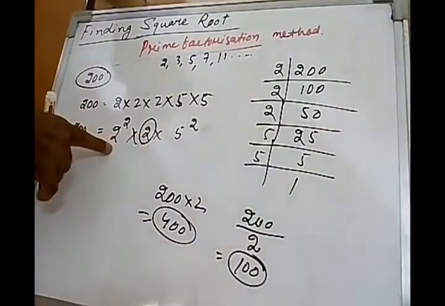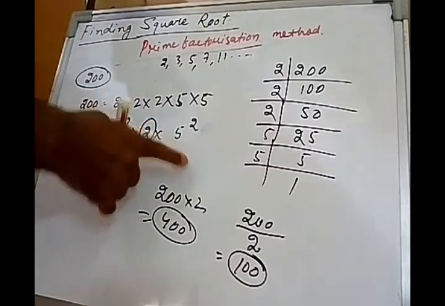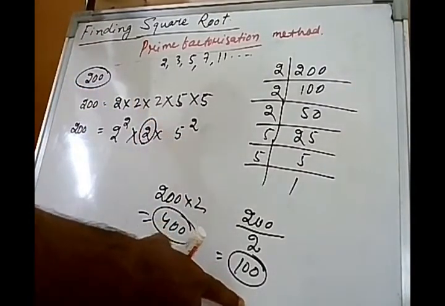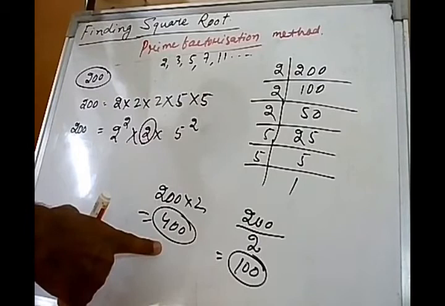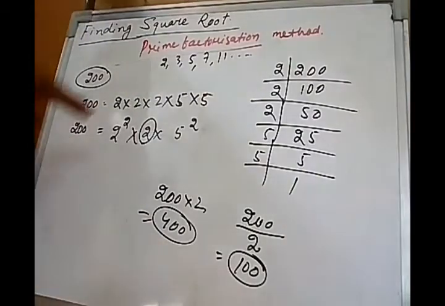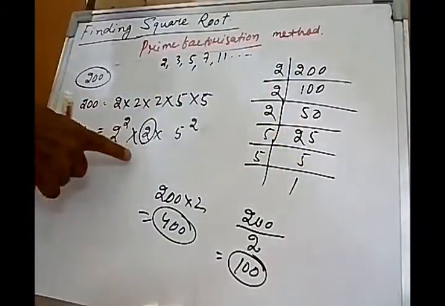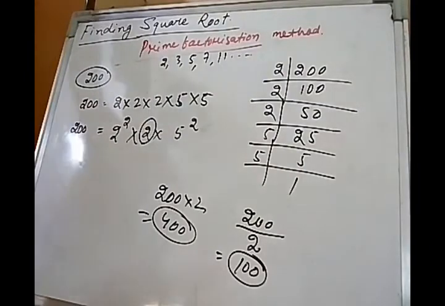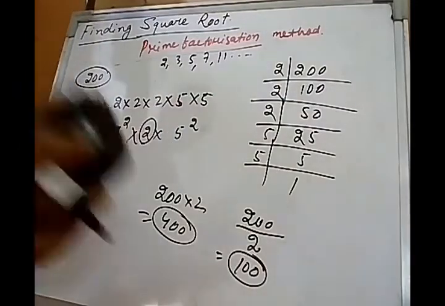So here this one will be 2 square form and 5 square form. That is, 100 is whose square? 10 square, and 400 is whose square? 20 square. So we got, with the help of the prime factorization method, which number will be multiplied to make it a square number and which number will be divided to make it a square number. So here we can write the answer directly.